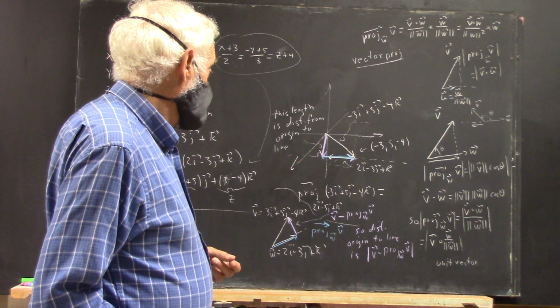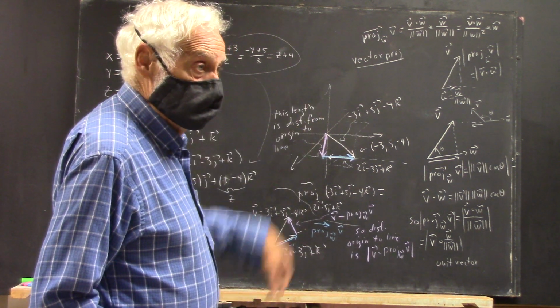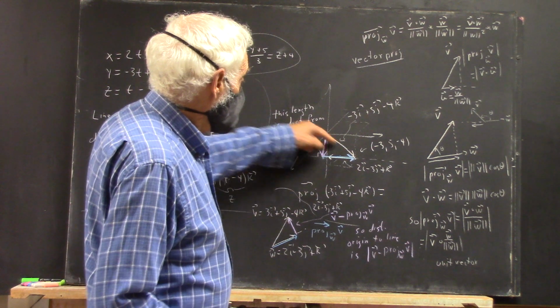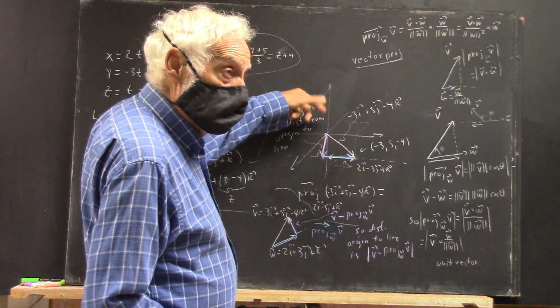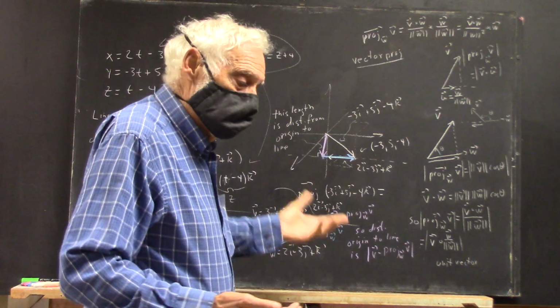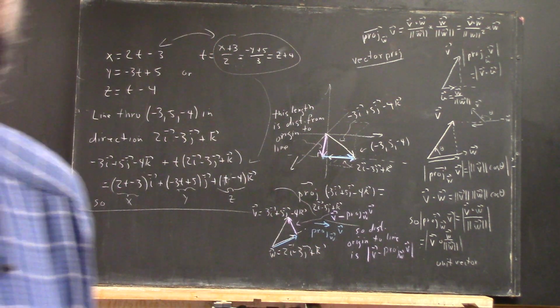The cross product is convenient because it automatically gives you a vector perpendicular to the line. So you just project this vector on a vector perpendicular to the line, and you get it. It's a different way of using it. We use the cross product to get a vector perpendicular to the line.